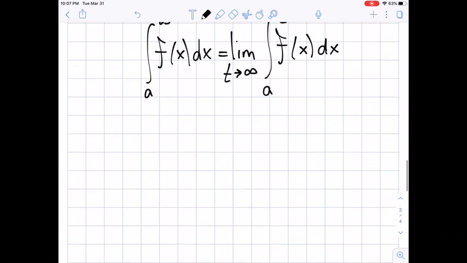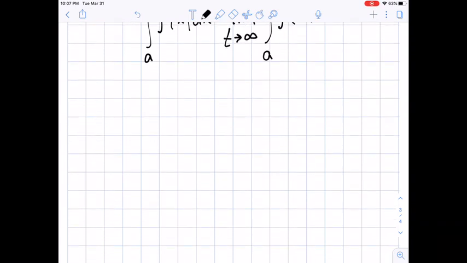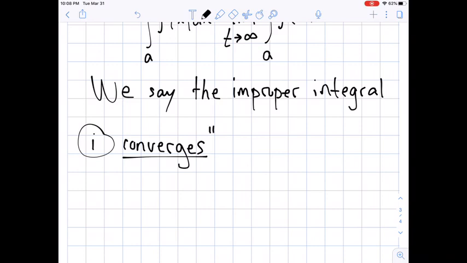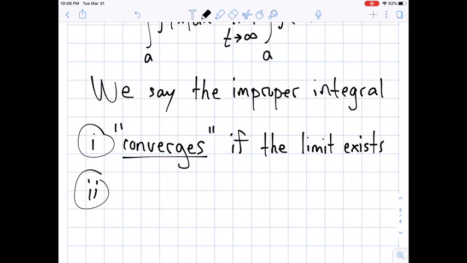We also know that limits don't always exist. And so we have further definition, is that we say the improper integral either converges if the limit exists, and 2, we would say that it diverges if the limit does not exist.